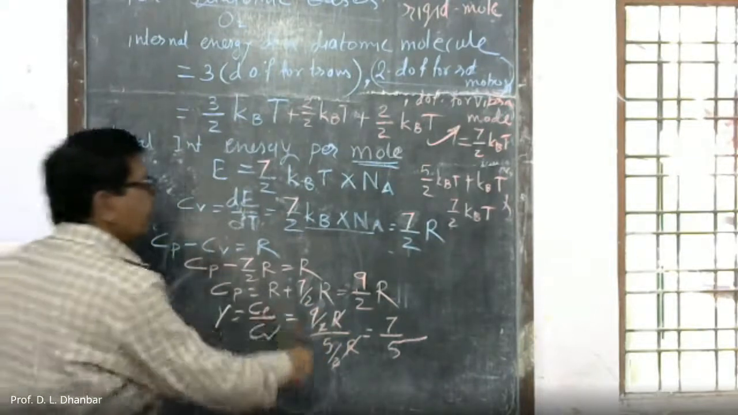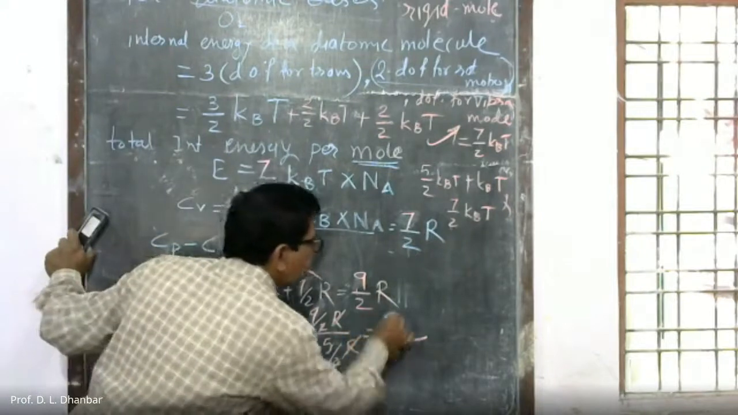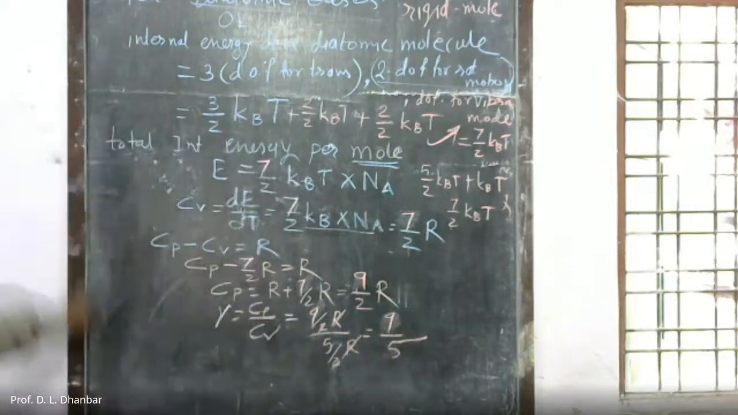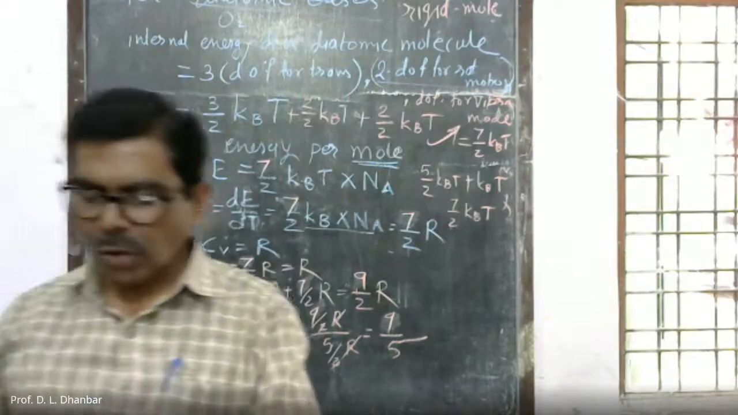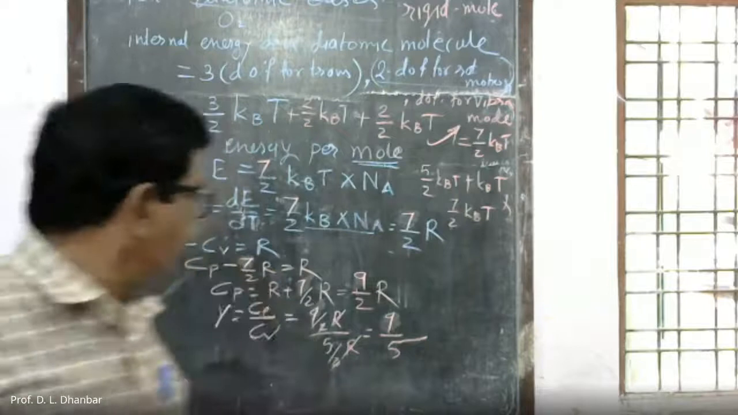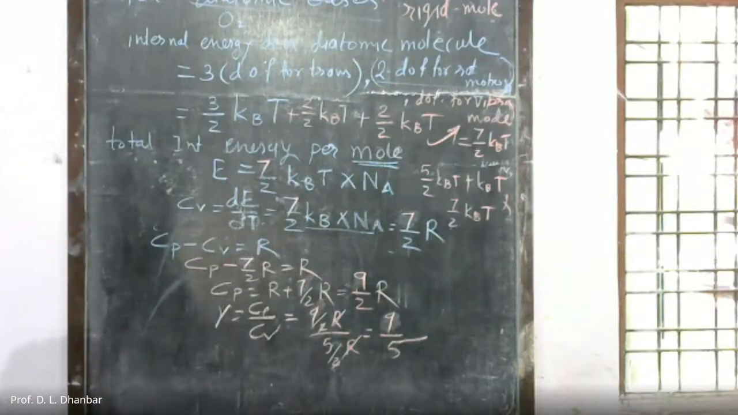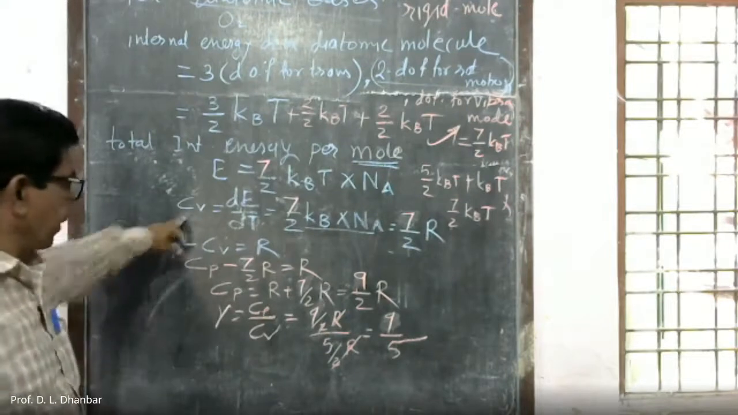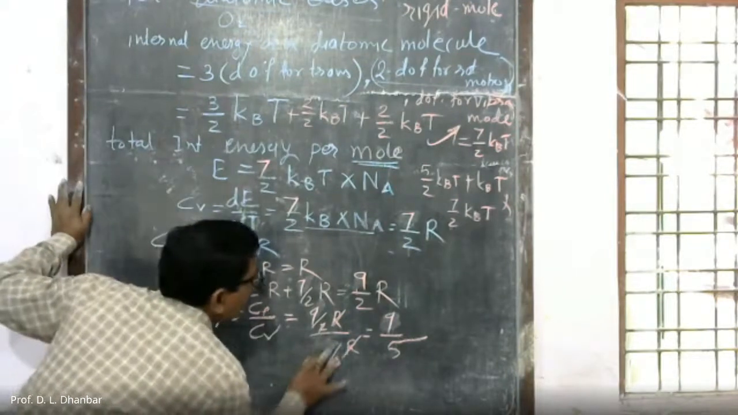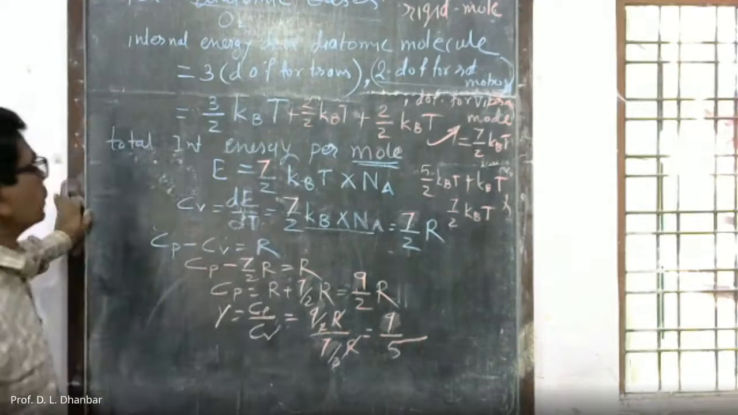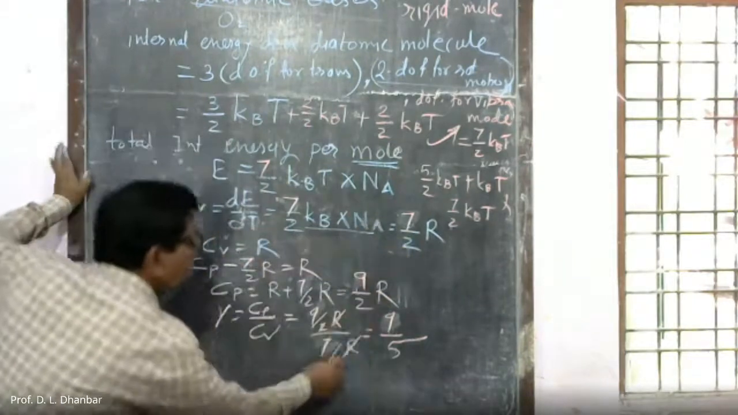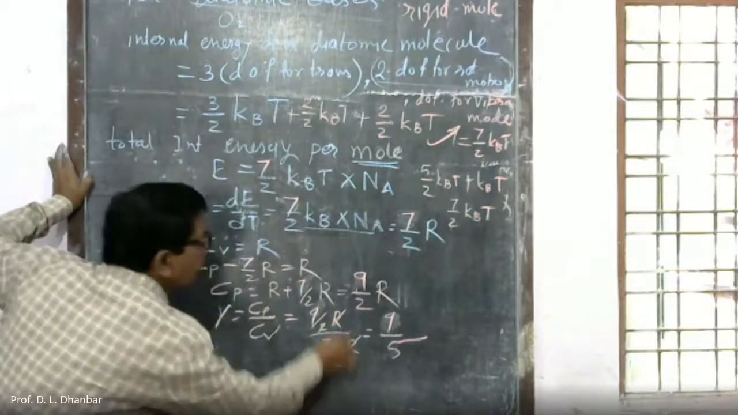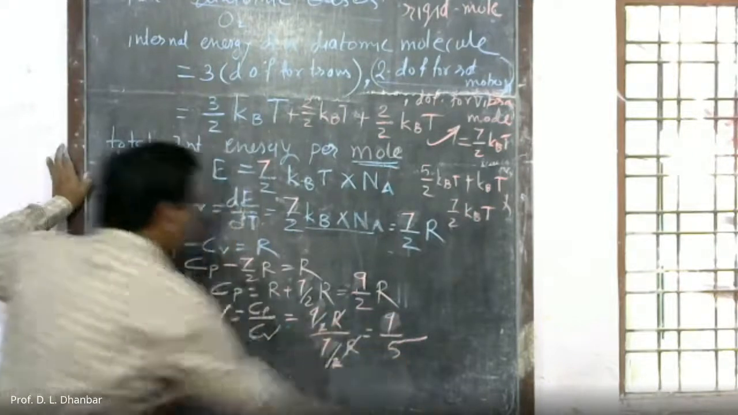So this is the ratio of two specific heats, which comes out to be, I think, Cv is 7 by 2, so this should be 7. Because Cv is equal to 7 by 2, the 2 will get cancelled. So you will get 9 by 7.